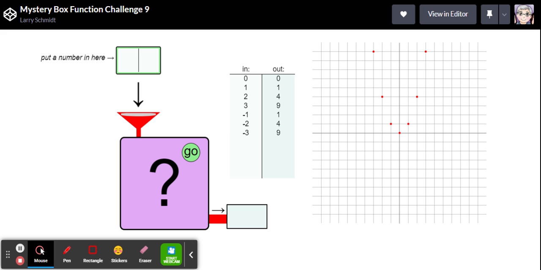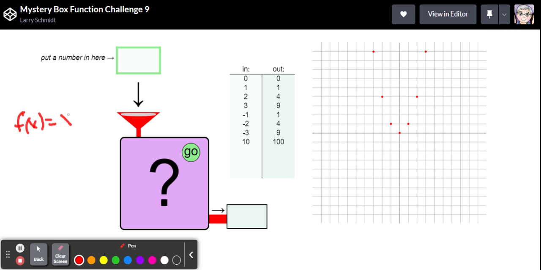If I put in a 10, this won't show up on the graph, but what would that be? Well, 10 squared, 10 times 10 is 100. So I should get 100 out the bottom. Yeah, awesome. So this, I think, is f of x equals x squared. You agree? Well, let's go ahead and reveal this thing.